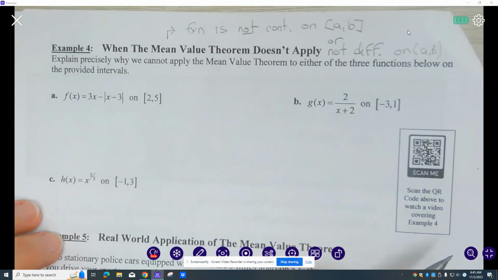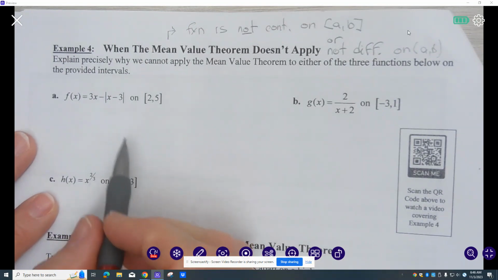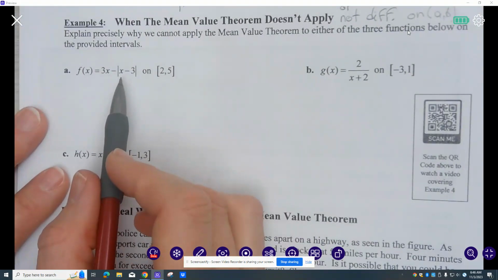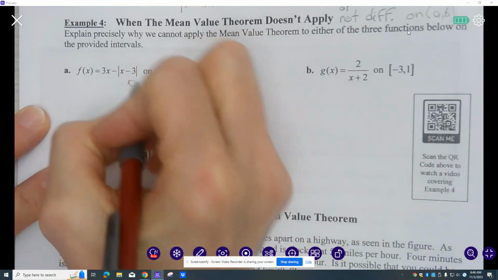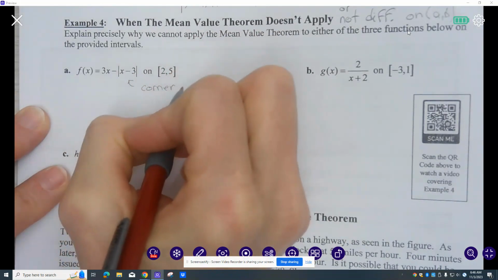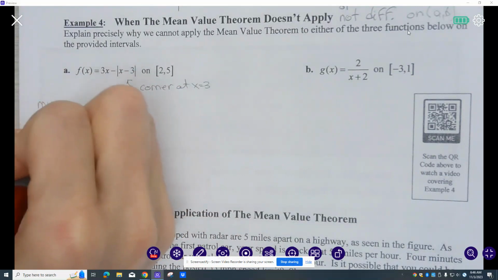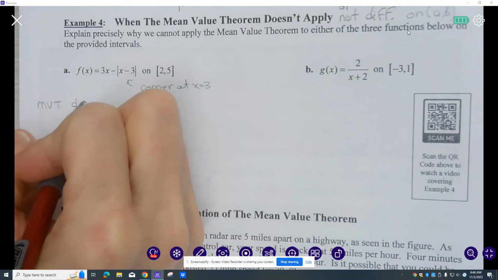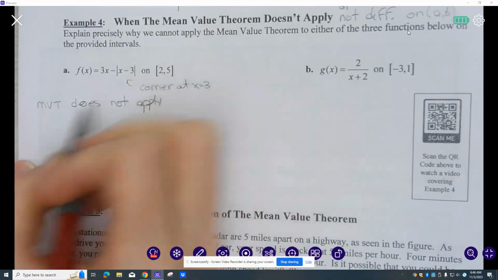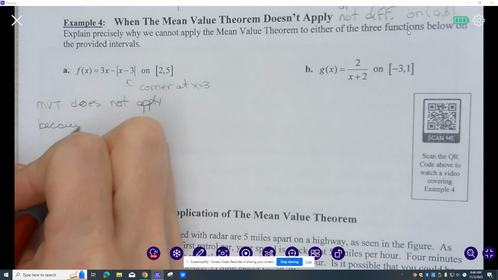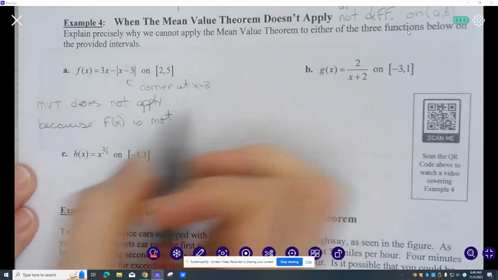So that's what you want to be on the lookout for. Now, right away, when you see an absolute value, you should think, oh, this graph is going to have a corner at x equals 3. So then you would say MVT does not apply, because f of x is not differentiable.